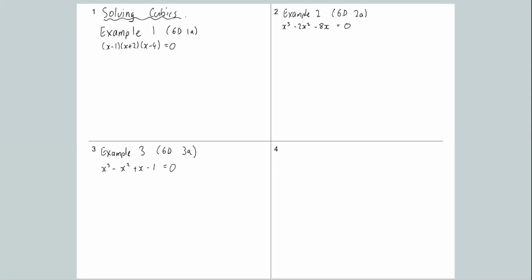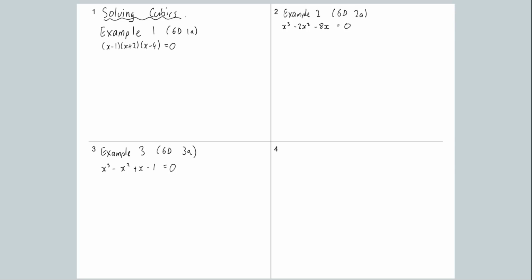Hi, in this video we're going to have a look at solving cubics, and that almost always means finding values for x such that an equation is true where the degree of the polynomial is 3, i.e. the leading term is an x cubed term. So I thought there was nothing better to do than maybe just take an example from each of the questions in 6D, which are all about cubics.